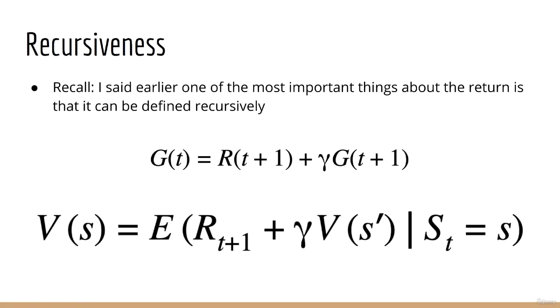As you recall, I said that one of the most important things about the return is that it can be defined recursively. The return at time t, G of t, is equal to the reward at time t plus 1 plus gamma times the return at time t plus 1. And because of this, we can also define the value function recursively. V of s is the expected value of the reward at time t plus gamma times V of s prime, the value at the next state s prime.